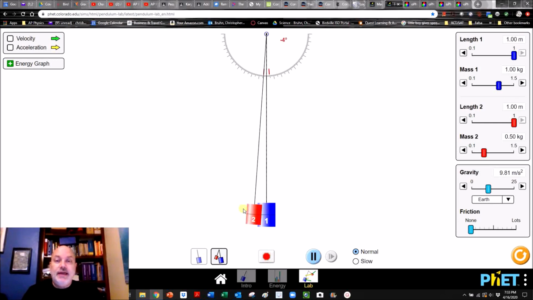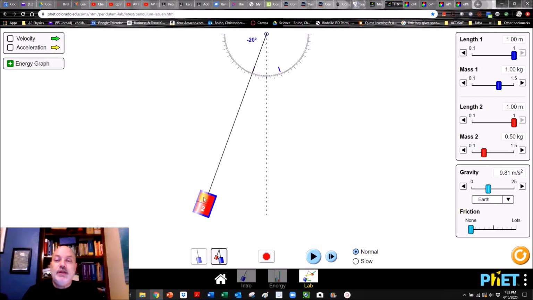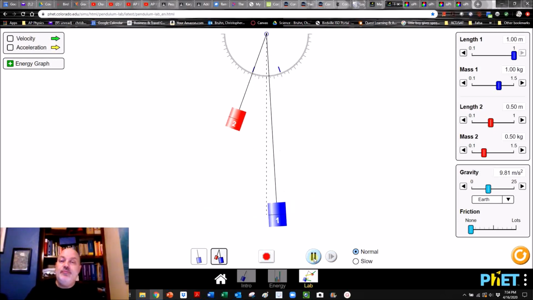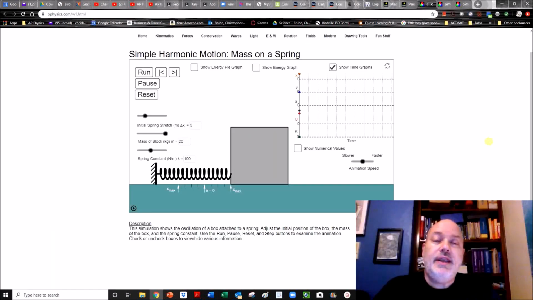Let's take a look at the length. I'm going to move this one out to 20, and I'll move this one out to 20 as well. And I will make the length of the red one half of the other one. And so it should go faster, because as the length goes down, the time period should go down, which means less time to go back and forth. And that is true.